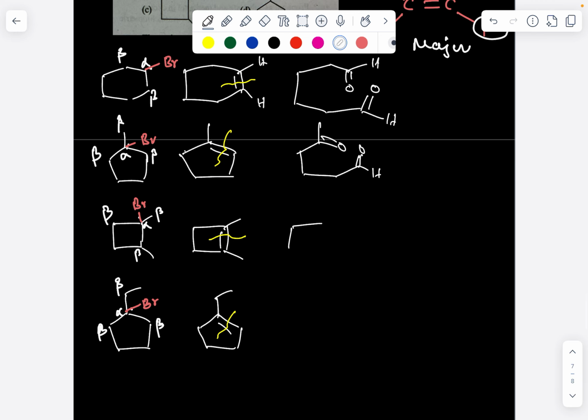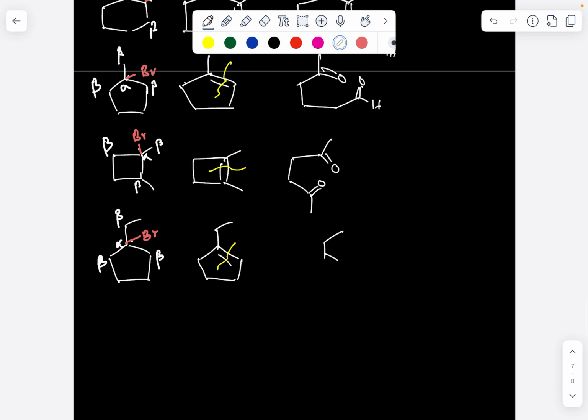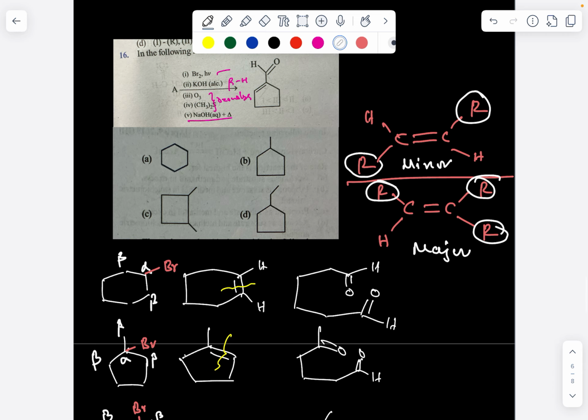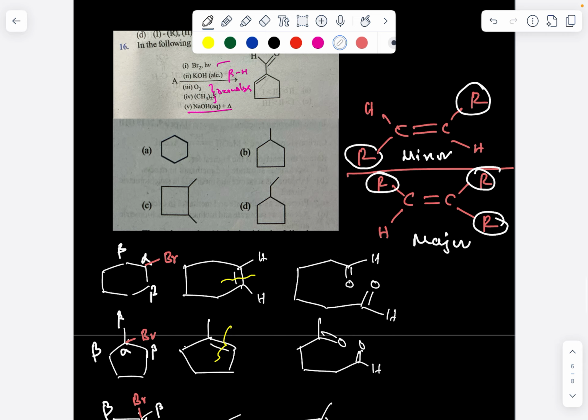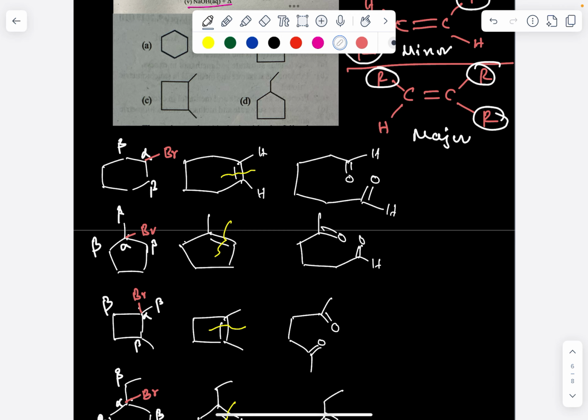And now C double bond O and C double bond O. And here what will happen? C double bond O and C double bond O, aldehyde will be obtained. And what is the next reagent? The next reagent I need to add is aqueous KOH, along with heating, which is nothing but an aldol condensation reaction.